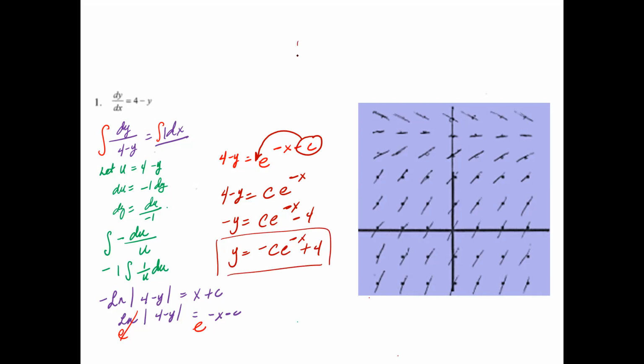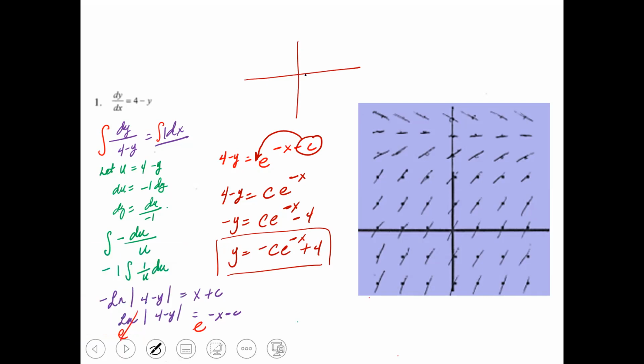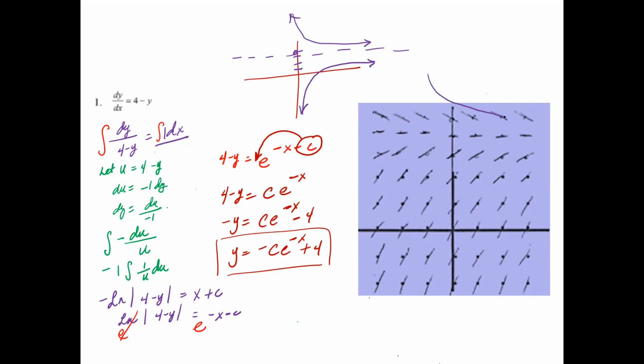And if you think about what a negative e to the negative x looks like, if you were to graph it on your calculator, plus 4, 1, 2, 3, 4, you have a line going through here, an asymptote. And then your graph looks something like this, which is similar to what this one looks like.